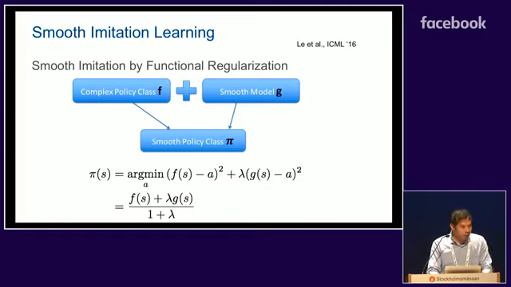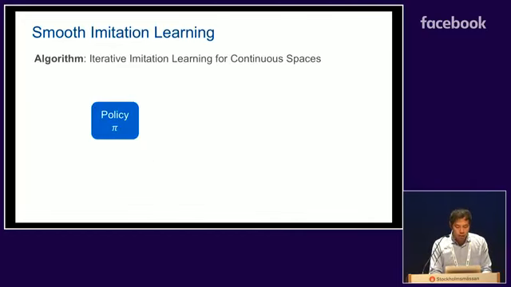And similar to standard regularization, we can think of this new policy class, pi, as trying to output an action that is close to both f and g, where closeness is controlled by a regularizing parameter lambda, similar to standard regularization. And then we learn this regularized policy in an iterative loop in a fashion actually similar to DAgger or SEARN that we discussed before.